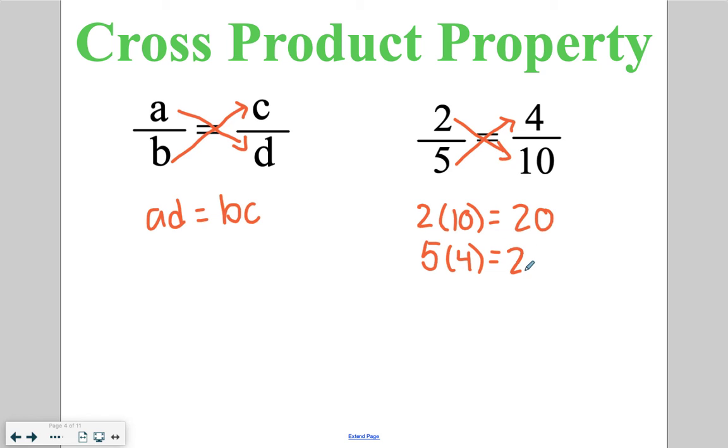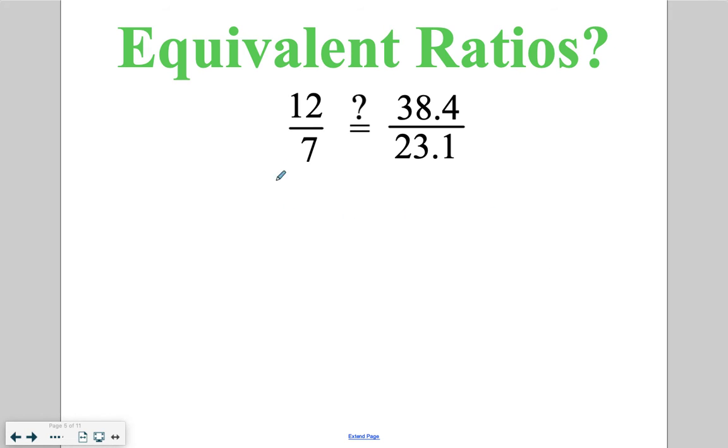So this is a quick way if you can't figure it out easily. This one was easy to see. 2 times 2 gives you 4. 5 times 2 gives you 10. If you can't easily think of that factor to get to the next ratio, you're able to use this cross-product property instead. So we are trying to determine if these two are equivalent ratios.